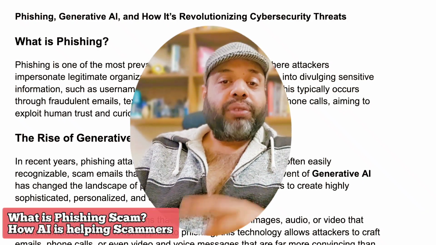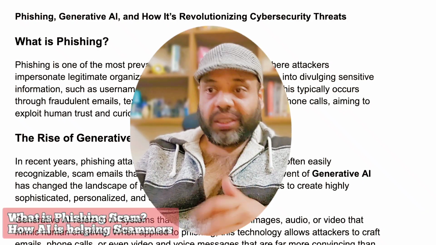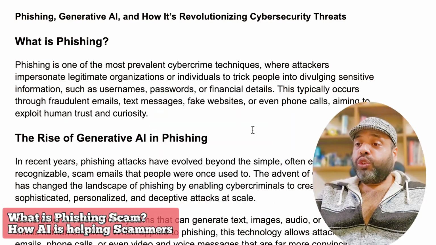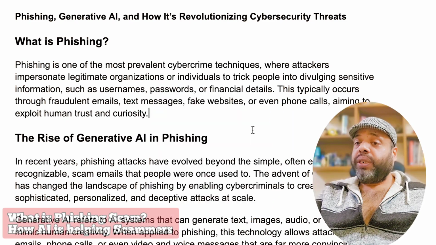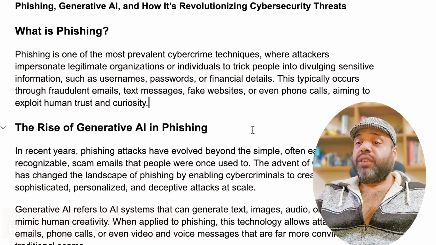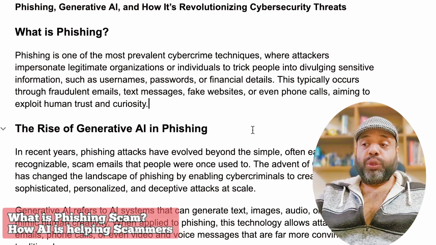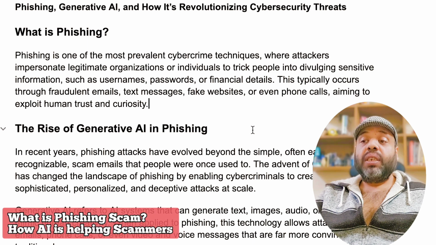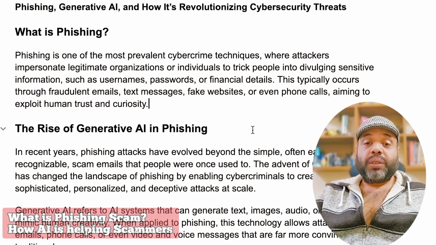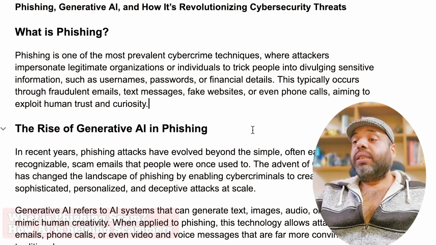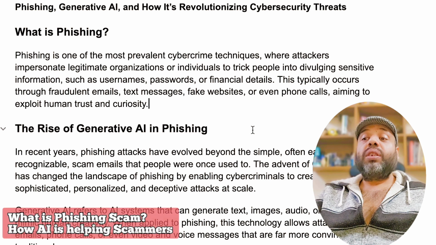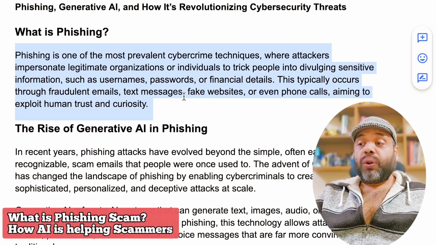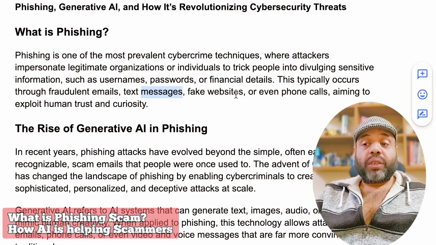So let's begin by first understanding what phishing is. Phishing is one of the most prevalent cybercrime techniques where attackers impersonate legitimate organizations or individuals to trick people into divulging sensitive information such as usernames, passwords, financial details. This typically occurs through fraudulent emails, text messages, fake websites, or even phone calls aiming to exploit human trust and curiosity, right?